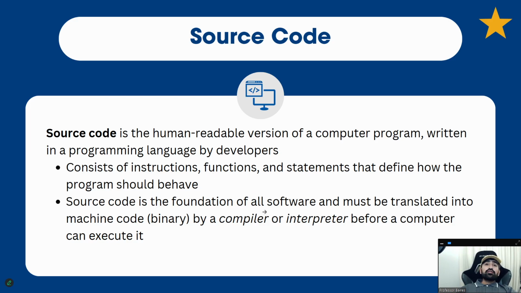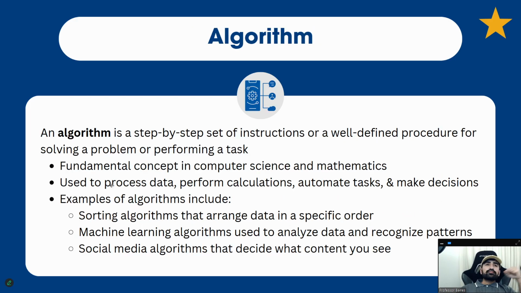So source code is the foundation of all software. However, it does have to be translated before it gets to the computer, because computers don't read this human version. Source code is for humans. Machine code is what we call the code that actual computers read. And the one doing that translating is going to be a compiler or interpreter. So before it actually reaches the CPU, it's going to have to be translated into machine code. Otherwise, the computer won't know what to do.